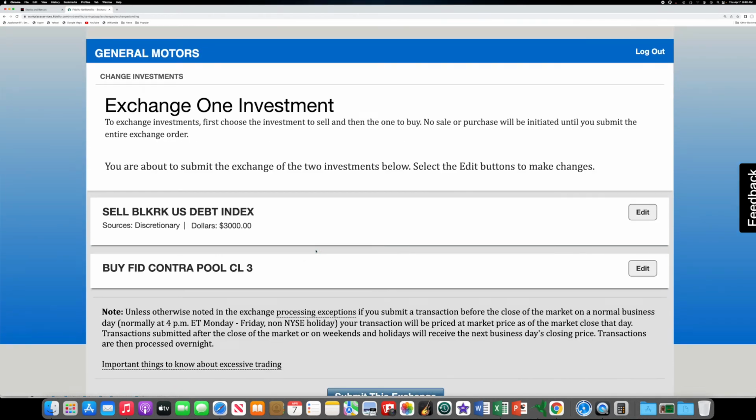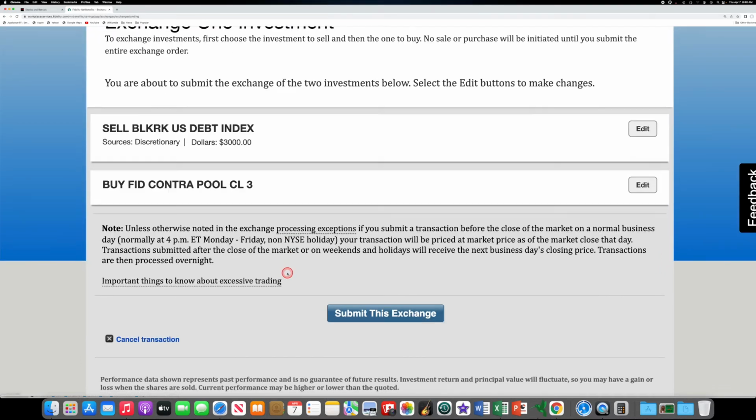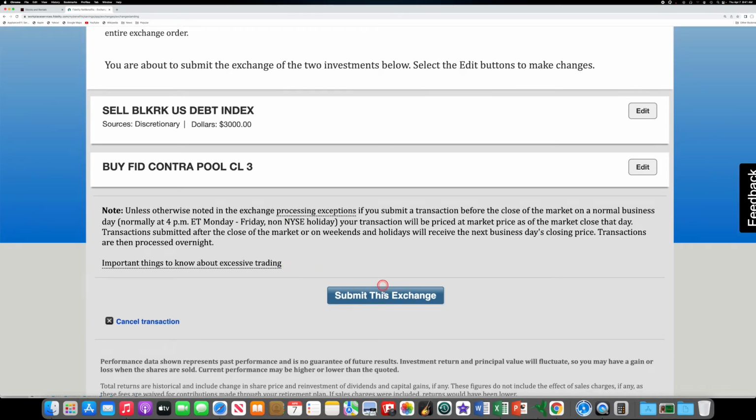And here's the summary. Exchange one investment. You are about to submit an exchange of the two investments below. So I'm going to sell the BlackRock US Debt Index. It's telling me how much I chose, $3,000, and I'm going to buy this fund right here. And if I wanted to do that, I would hit submit this exchange. It's that easy. That's all you have to do if you want to sell a fund and buy another fund.